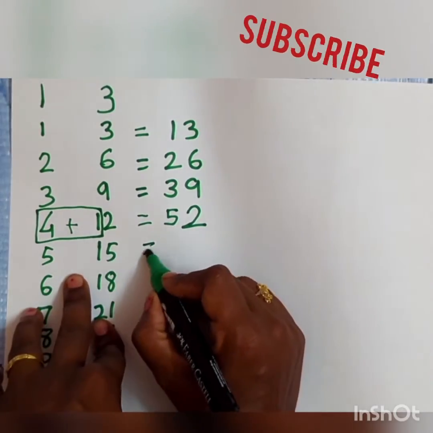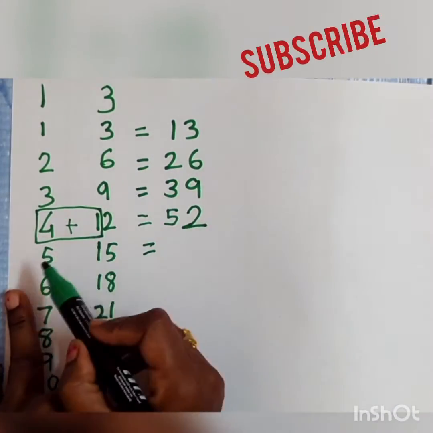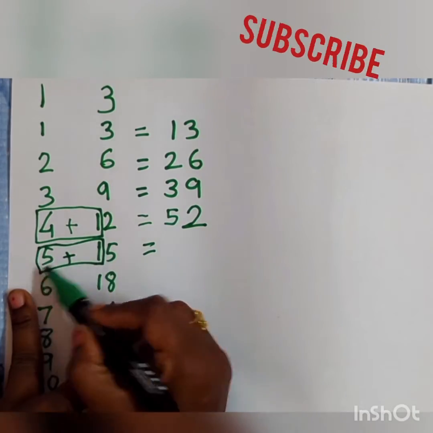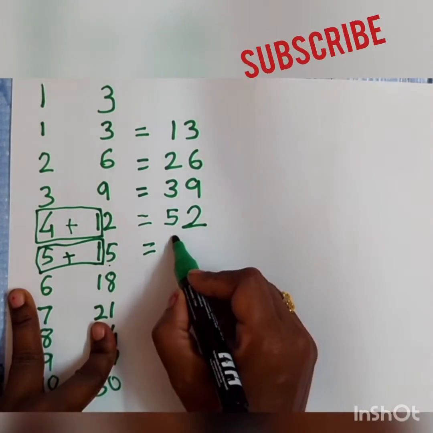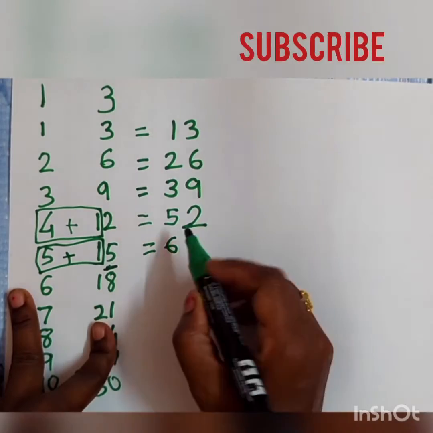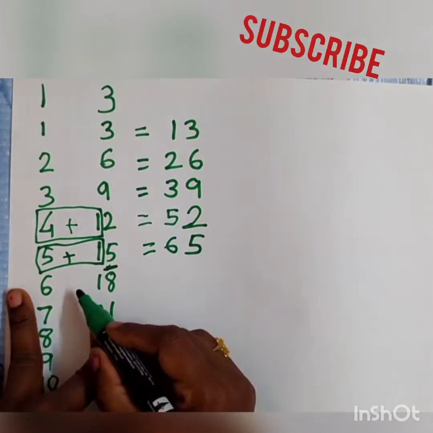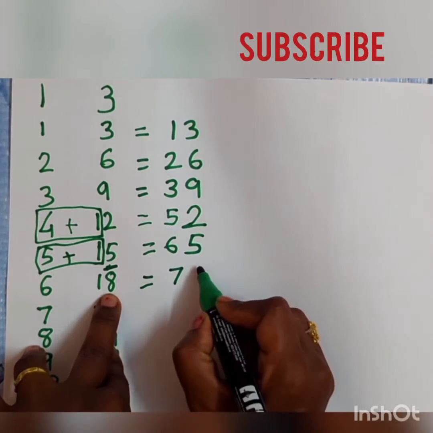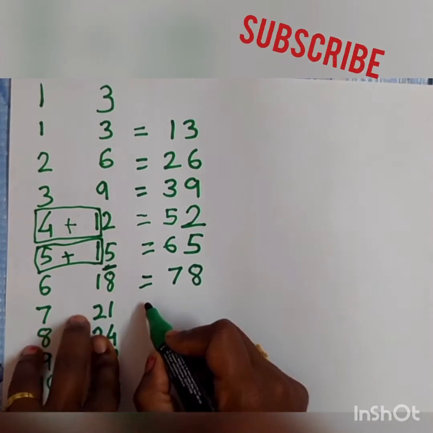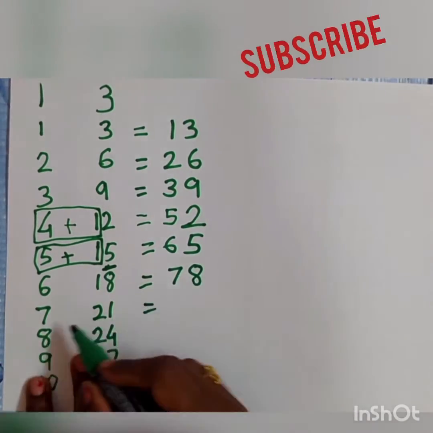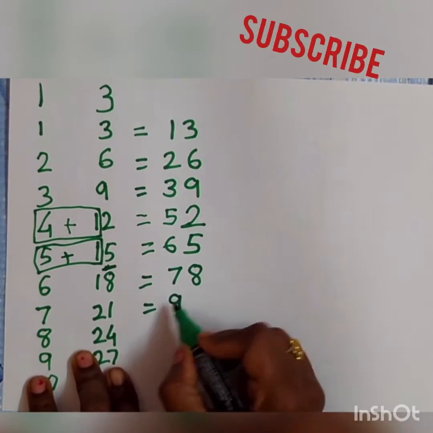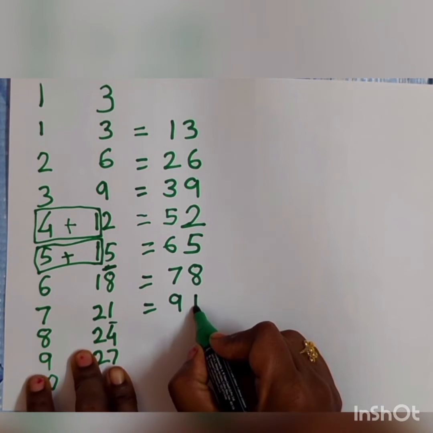Got it? So again you concentrate. 5 plus 1 is 6. The digit in the units place, you will write as it is, 65. So here again, 78. Then again here 7 plus 2 is 9. The units digit, the same thing you'll write here.